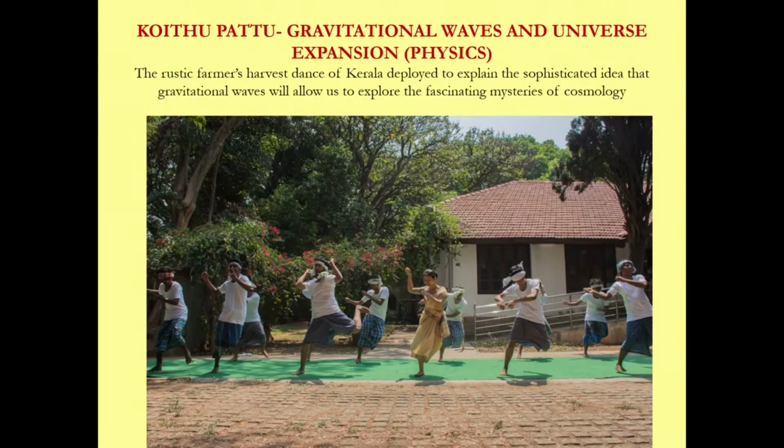Koitapattu, Koitapattu is a dance from Kerala. It is an agricultural dance done by the farmers and the agriculturists. So, here they are showing gravitational waves and universe expansion, that is a discovery made in the field of physics, through this dance form. The rustic farmers' harvest dance of Kerala was deployed to explain the sophisticated idea that gravitational waves will allow us to explore the fascinating mysteries of cosmology.